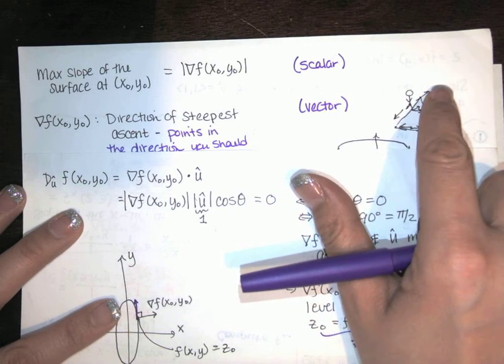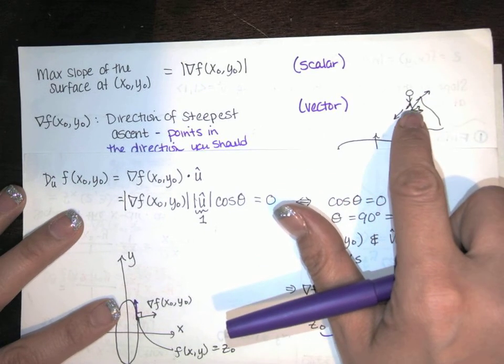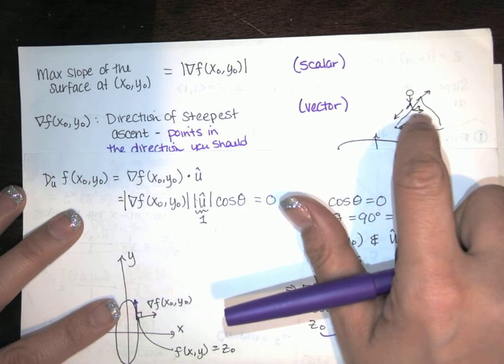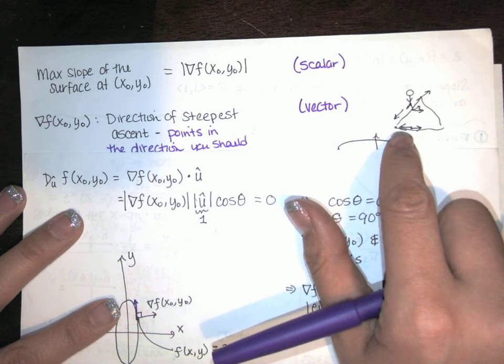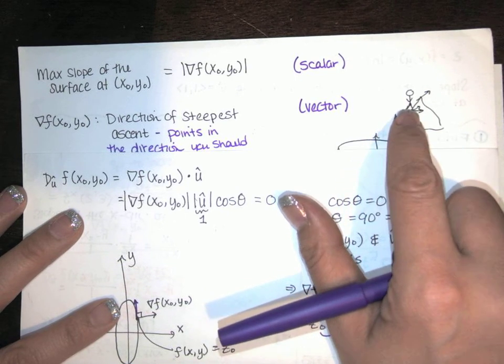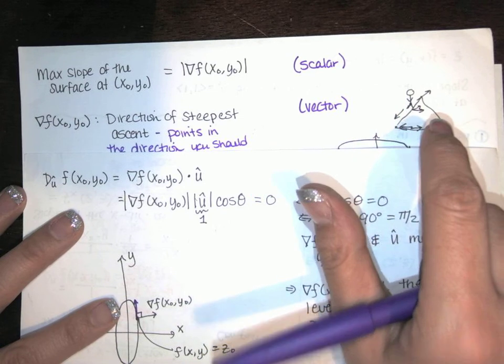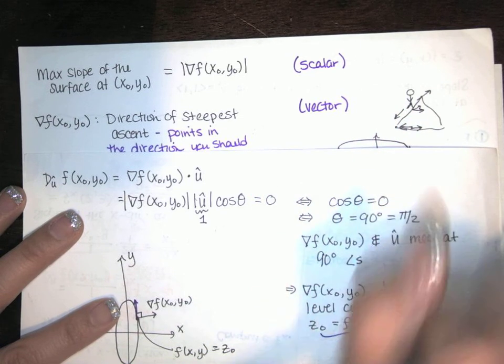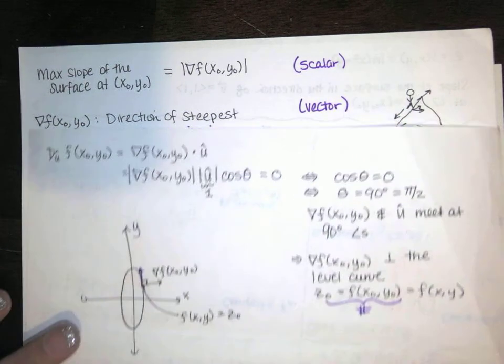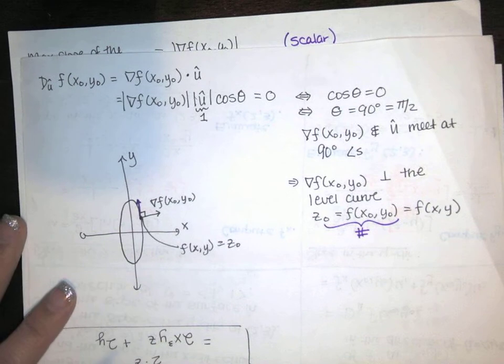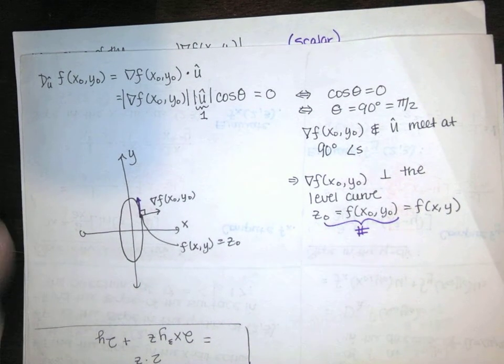If I want to increase as much as possible, I go this way. If I want to decrease as much as possible, that's the direction of the gradient. If I want to decrease as much as possible, I go the opposite way, and the z's go down. If I want my z's to stay constant, I go in a perpendicular direction. Then I'm staying on a level curve. So my level curves are always perpendicular to the gradient.